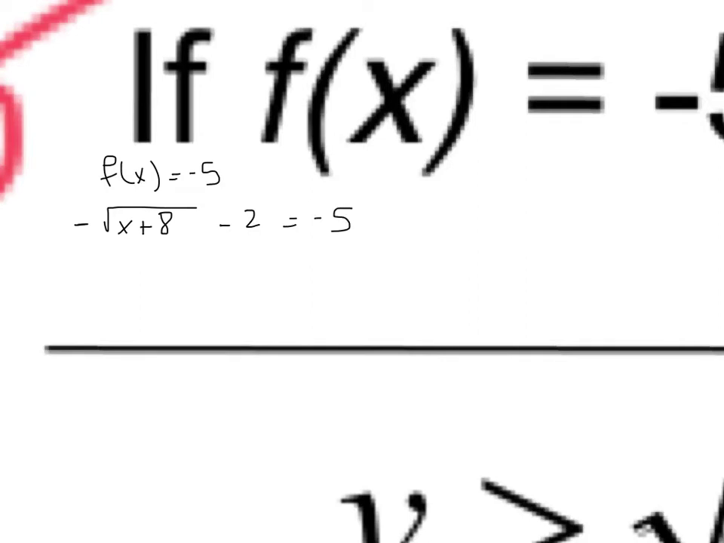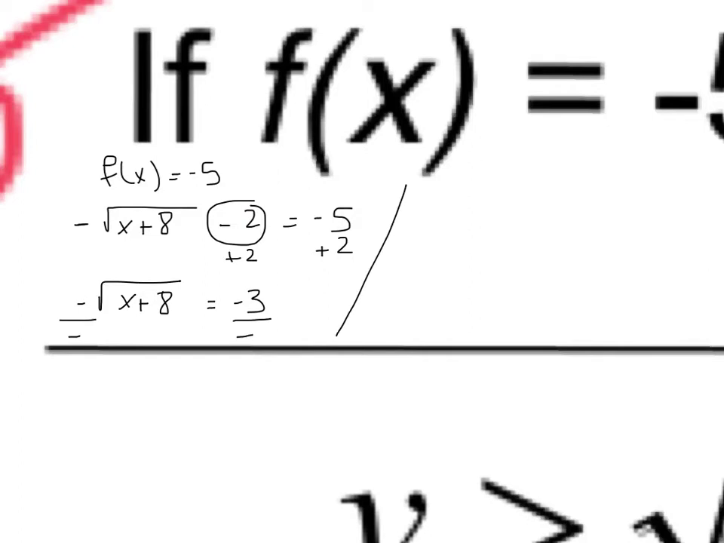Now to solve a radical equation, you have to isolate the radical. You get rid of whatever is being added or subtracted first. So let's get rid of this by adding 2 to both sides. So negative square root of x plus 8 is equal to negative 3. Now you divide by a negative because you need to isolate your radical. So what you're going to be left with is square root of x plus 8, so those will become a positive and those will become a positive, is equal to 3. Now as you can see, I isolated the radical.